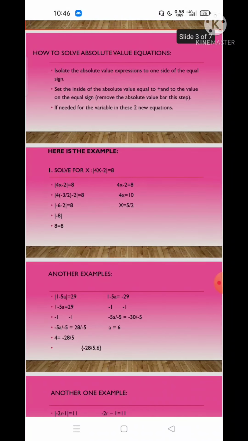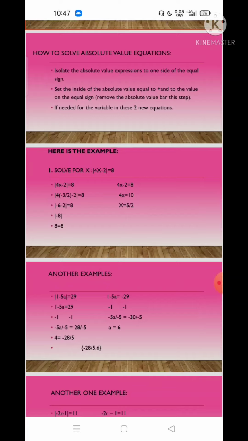So another example of how to solve absolute value equations. This is another example. |1 - 5a| = 29, so 1 - 5a = 29. Subtract 1 from both sides, then -5a over -5 is equal to 28 over -5. So a is equal to -28 over 5. So this is the answer.